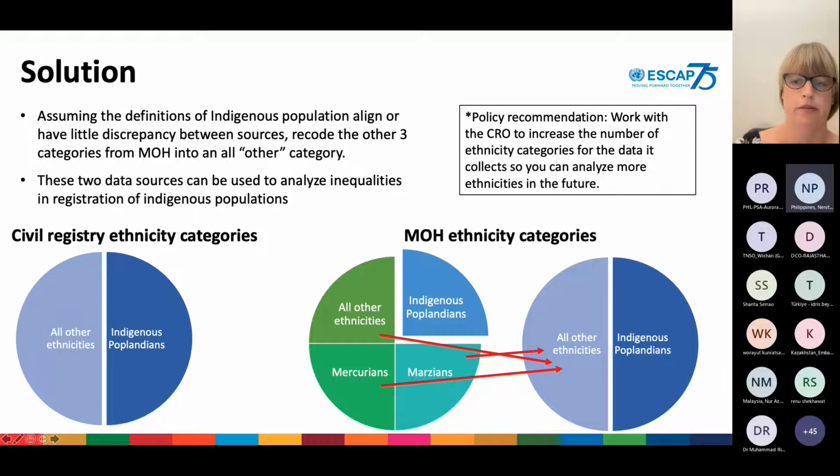However, this has a very important policy implication. So we want to make sure that we document this in our report and provide a recommendation that the Civil Registry increase the number of ethnicity categories that it collects. Maybe it's something as simple as just adding another field in the form or the database, and that would greatly improve our analysis in the future. So the next time we do an inequality assessment, we can really dig a little bit deeper and understand if there are any disparities in registration between these different populations.